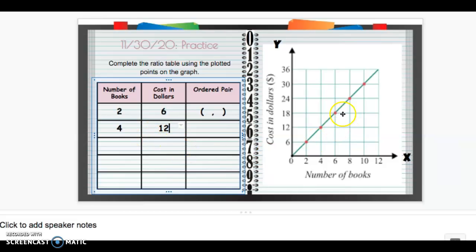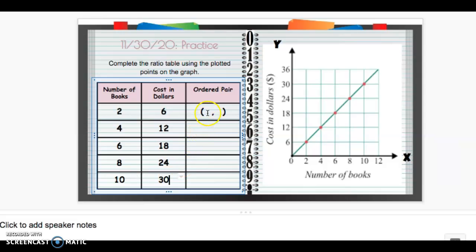Going to my next dot, my finger is on the dot. If I go down, 6 is my x. My finger is on the dot. If I go across, 18 is my y. Next dot, put my finger there. If I go down, I get 8. If I go across, I get 24. Next dot. If I go down on my x, I have 10. If I go across my y, I have 30.